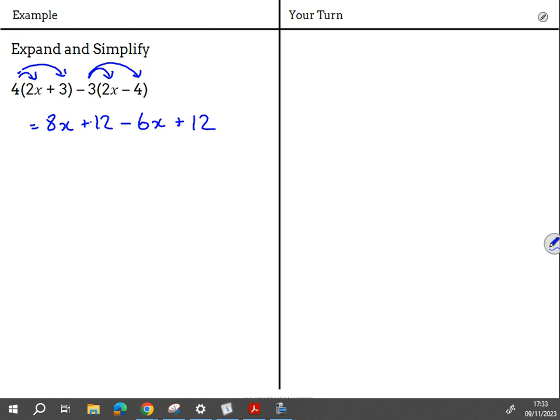Again, we're looking to collect like terms. We've got 8x minus 6x. So that's going to leave me with 2x. And I've got a positive 12 plus another 12. So I'm adding 24 overall.